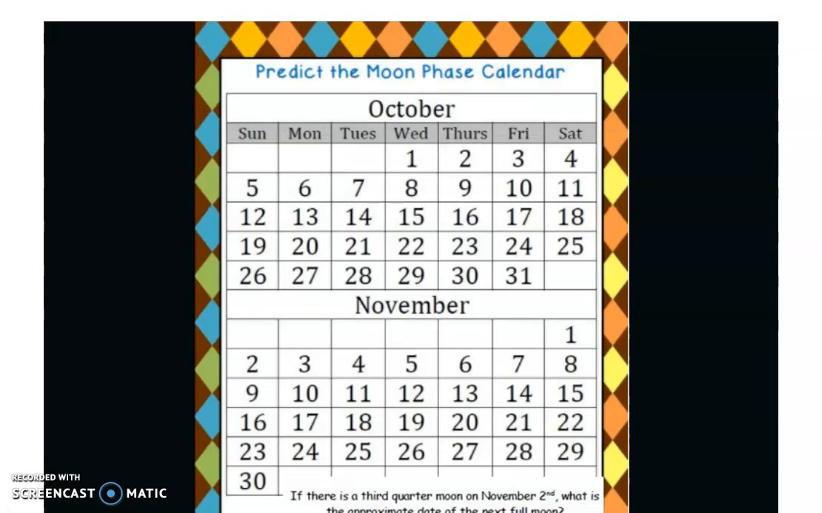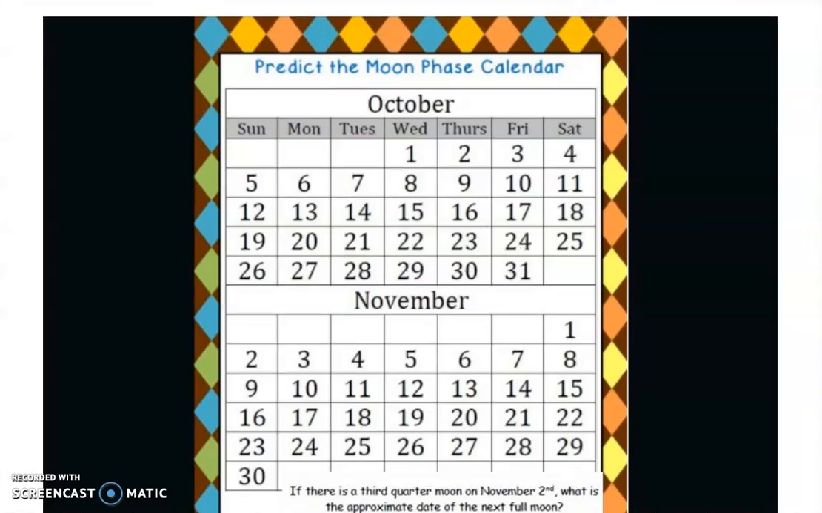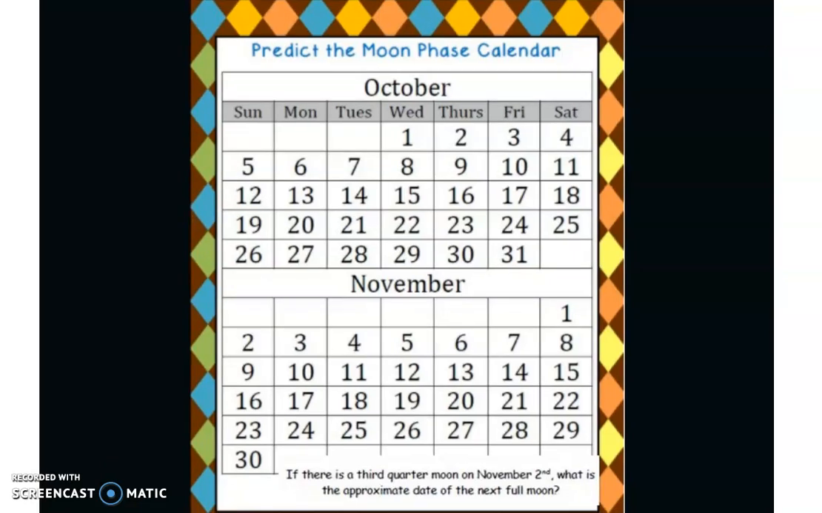So I have kind of put your first question, your start card, right here for you to be able to see. And it says, if there is a third quarter moon on November 2nd, what is the approximate date of the next full moon? So I'm going to put just a TQ right here because I know that that's my third quarter, and I want to know when I'm going to see the next full moon.